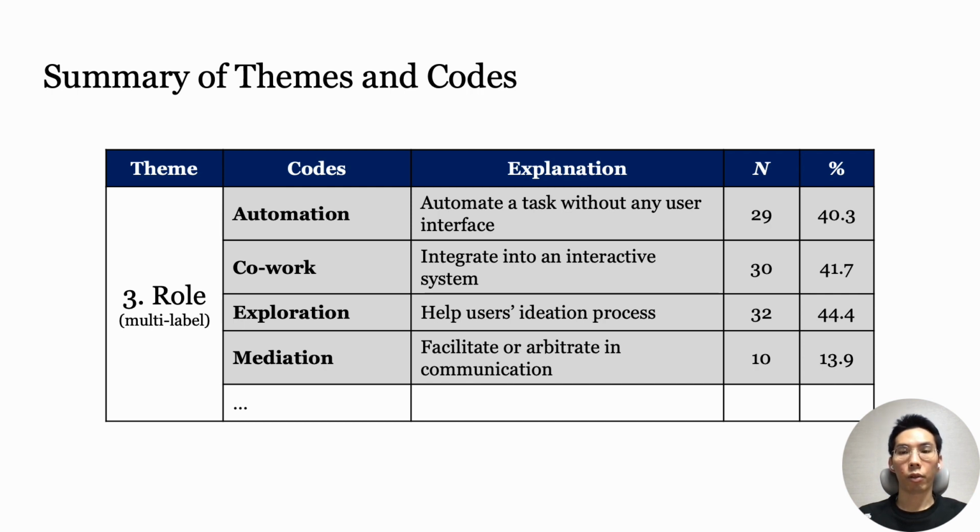Here, we could not allocate one code to a single publication, so we labeled multiple codes for a single publication. To explain each code, automation is to automate the task without any help of a user interface. So, it is like a paper which suggested an algorithm to help the task. Co-work is similar to automation, but the difference comes from the use of an interface. It provides a system with a user interface to perform a specific task. Exploration is to help users' ideation process, and mediation is to facilitate communication.